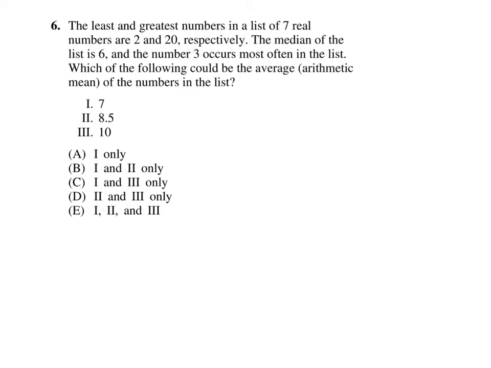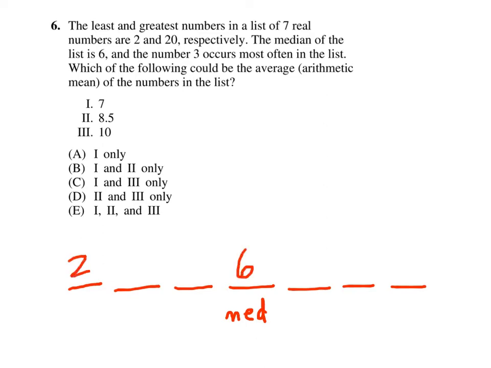So we actually know quite a bit about this list. So let's go ahead and make 7 slots in which we're going to put numbers. The middle number is the median, and we'll go ahead and put 6 right there. We got to put 2 down here, 20 up here, and if number 3 occurs most often in the list, it's got to occur twice. And in fact, it only occurs twice because there's only 2 spots for us to put the number 3.